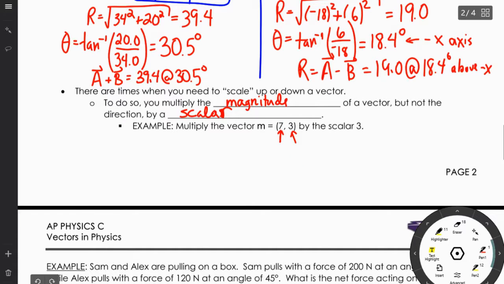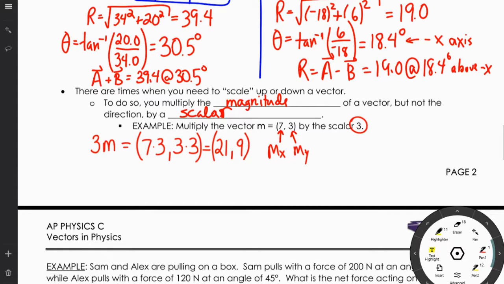Okay, so this would be like mx, my. And what you do is just simply multiply each component by 3. So if I do 3m, which is what I'm doing, I'm going to do 7 times 3 and then 3 times 3. So now my vector becomes 21, 9.